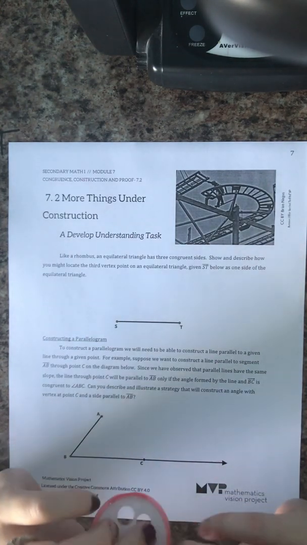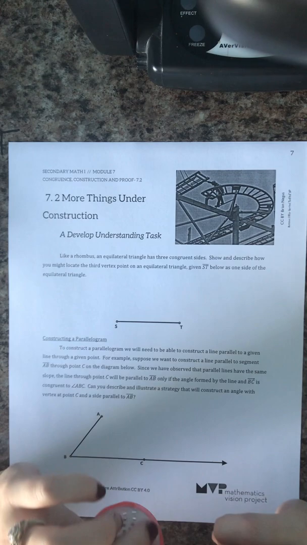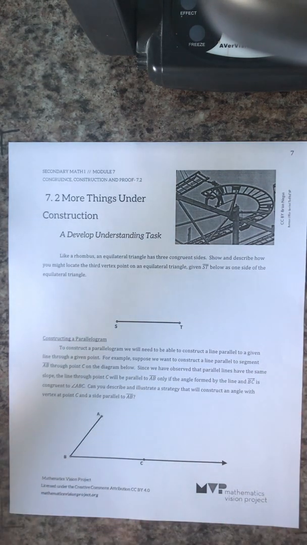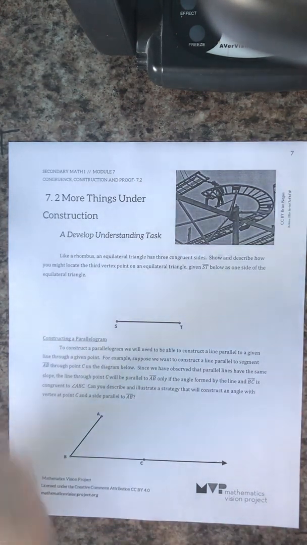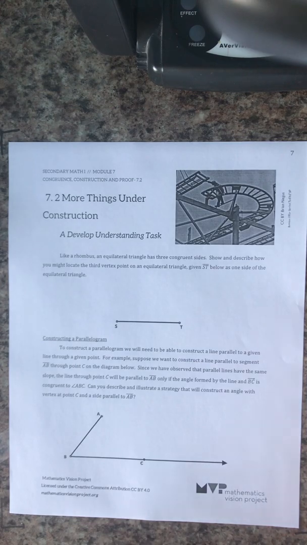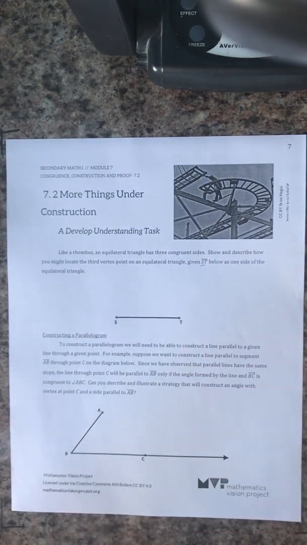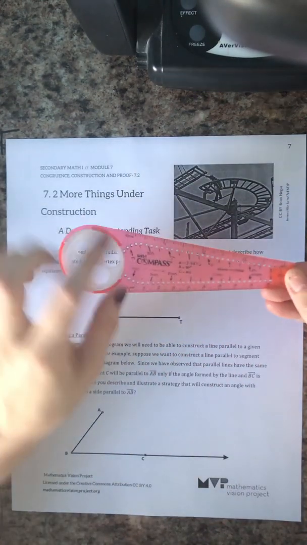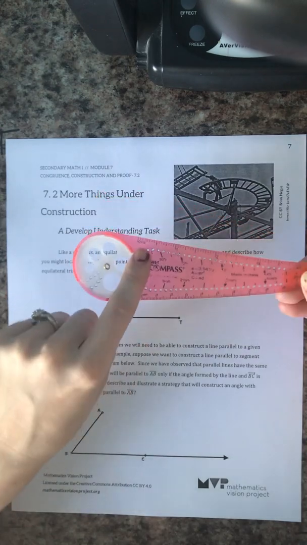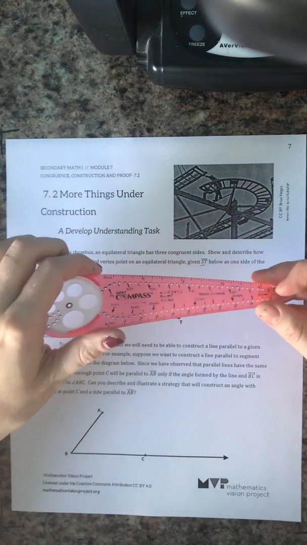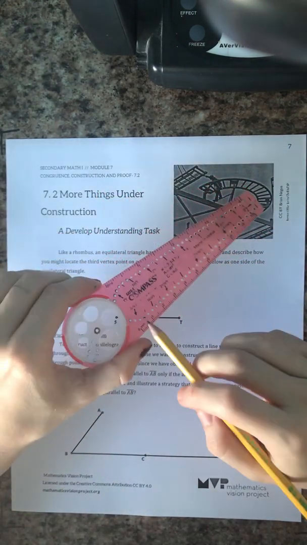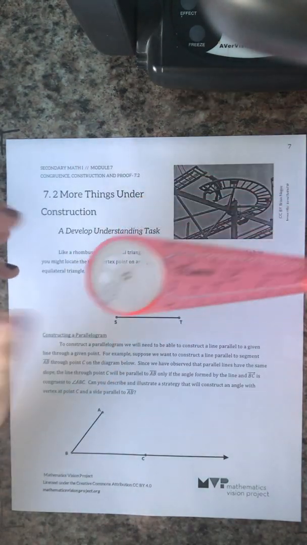Show and describe how you might locate the third vertex point on an equilateral triangle, given ST is one of the sides of the equilateral triangle. Well, then the sides of ST must be all the sides of the triangle, right? So, kind of like a rhombus, how do you know something is the same length? Again, we're not going to use these guys. These don't exist in our Egyptian world here. Neither do these guys, fun fact. So how do we know it's the same length?